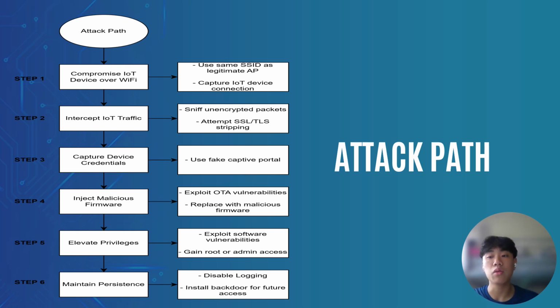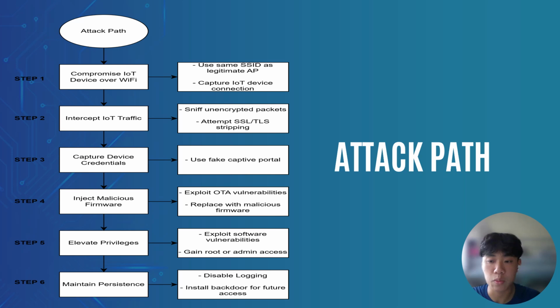So an attacker will establish a malicious Wi-Fi access point with the same SSID as a legitimate network. IoT devices will then be drawn to the stronger signal and inadvertently connect to this rogue AP instead. The attacker will then intercept all traffic, capturing sensitive data and potentially compromising credentials through a fake captive portal.